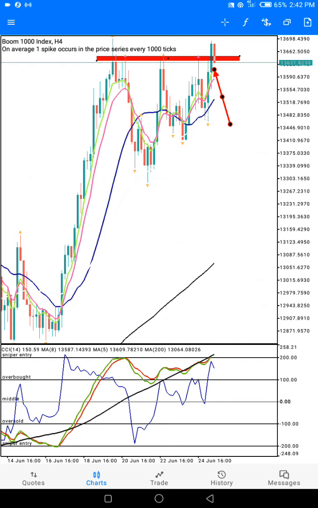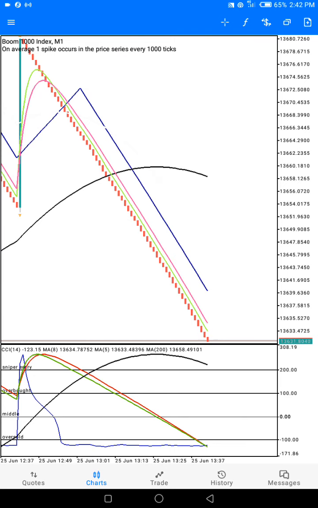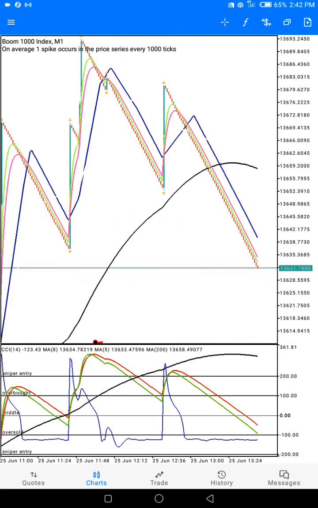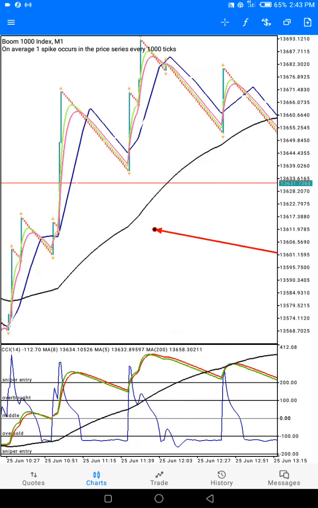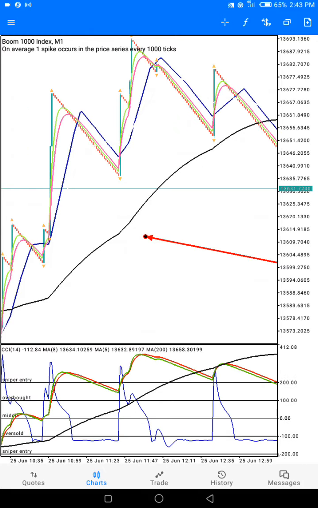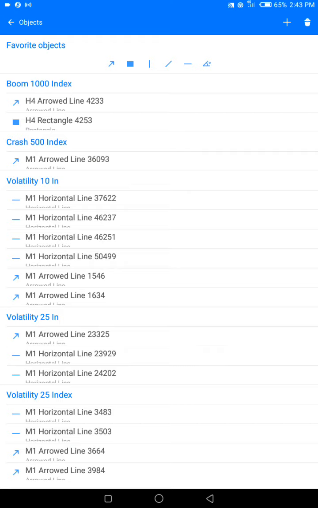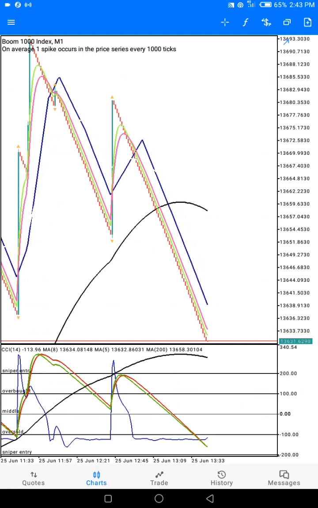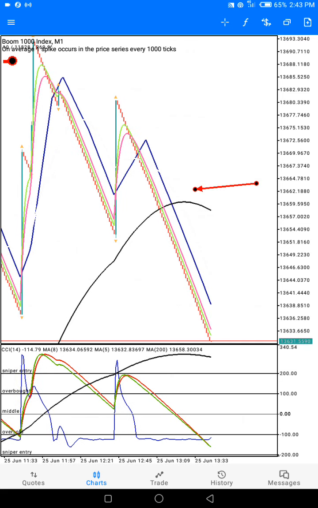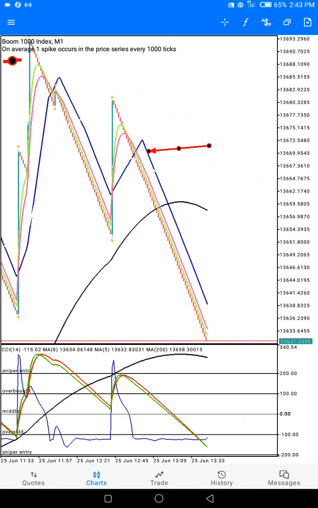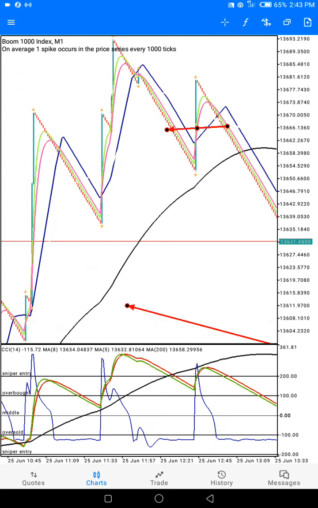Okay, now we're going to go to the lower time frame so that we can see what we are actually experiencing. That is the selling candle. This candle we have right now is what we are experiencing on the higher time frame. This movement, as you can see, is what we are seeing on the higher time frame.